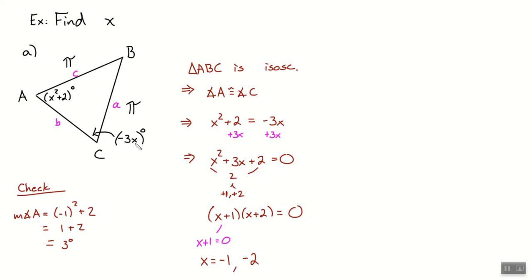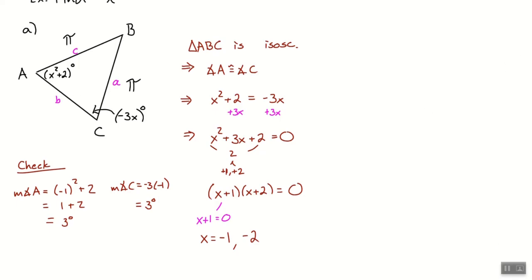Negative 3 times negative 1. Negative 2. Or negative 1 again. Measure of angle C would be negative 3 times negative 1. What's the other x squared? We'll check it. We get 3 degrees. Does that make sense? Should we get the same angle for both? Yeah. For A and C, should we have gotten the same? We better. They're equal, right? They're the same angle. We're going to try the other one now.